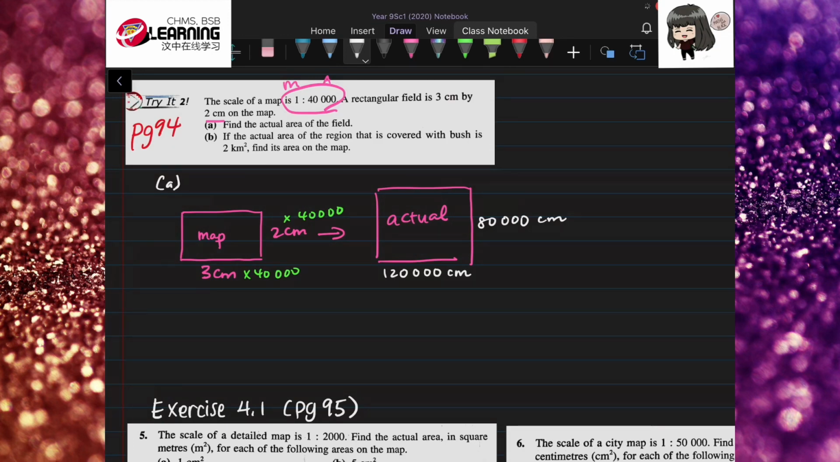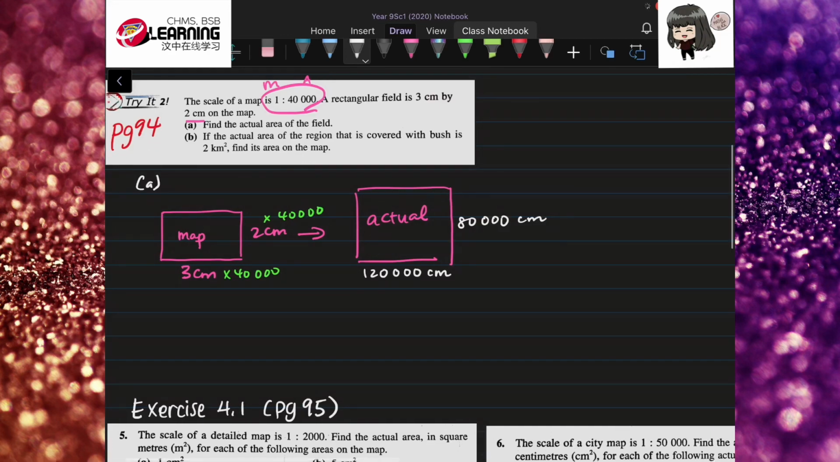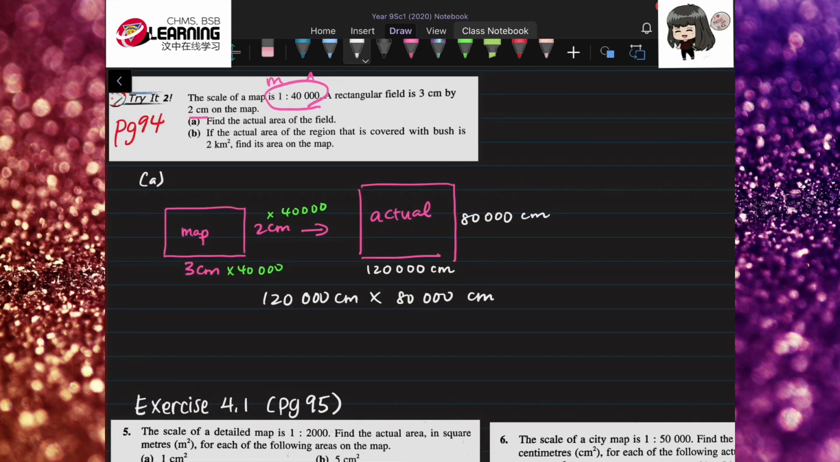Okay, so the actual area will be 120,000 times 80,000 centimeter, both in centimeter. So if you times this, you will get a lot of zero. It's like 120,000 centimeter times 80,000 centimeter. You'll get a lot of zero. If you want to make it into kilometer, it's easier. You change it to kilometer.